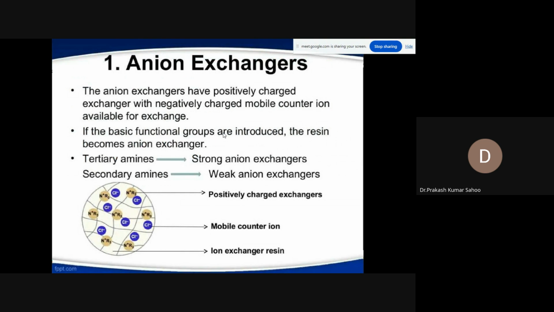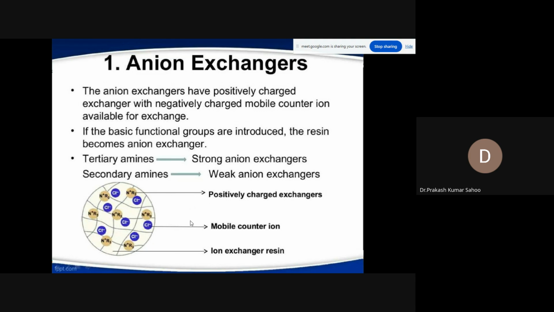Then the first type is the anion exchanger, where we have the positively charged exchanger and negatively charged mobile counter ion available for exchange. So in anion exchanger, we have the positive part and the anions are exchanged.